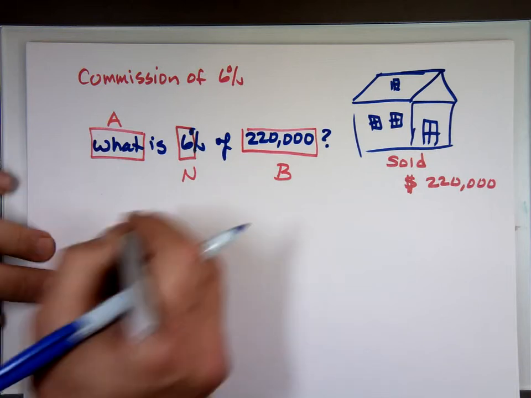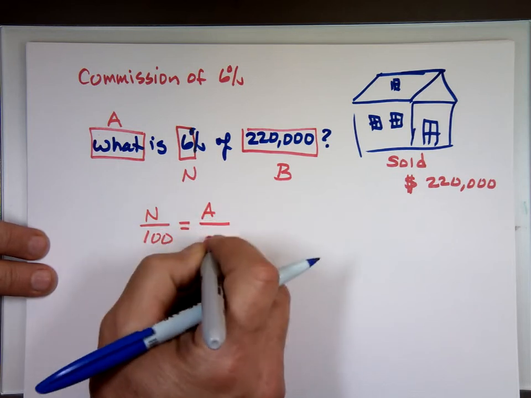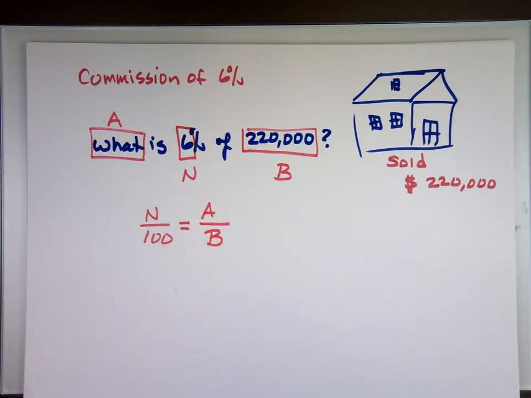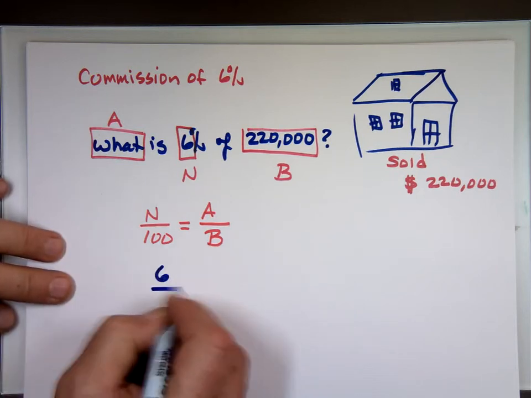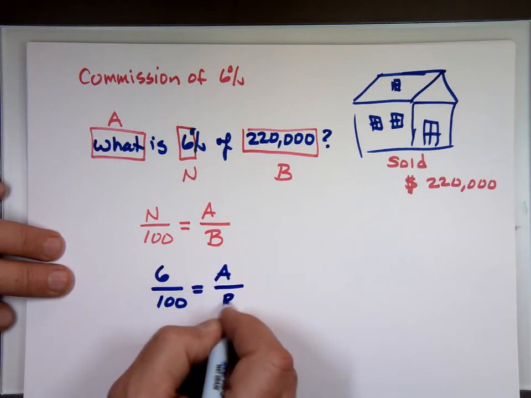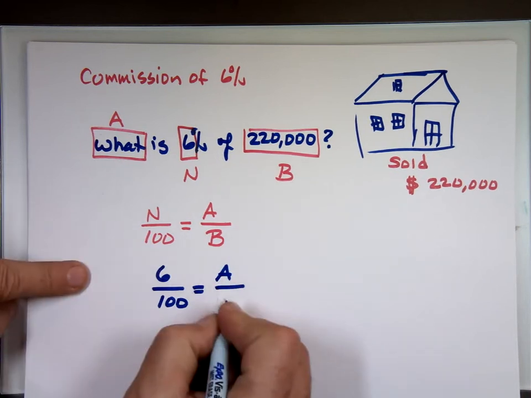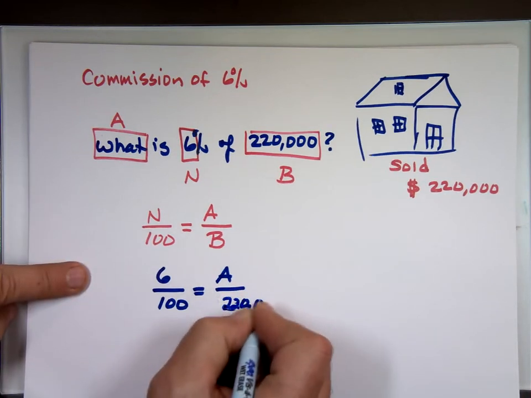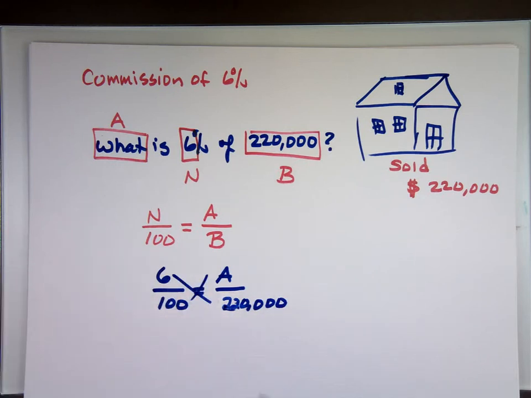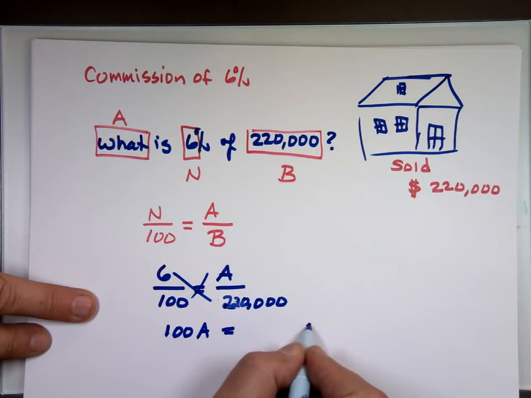The ratio of n to 100 is the same as the amount to the base. N is 6, so 6 to 100 is the amount to the base. Oh, I know what the base is: 220,000, right? Cross multiply: 100A equals 6 times 220,000.